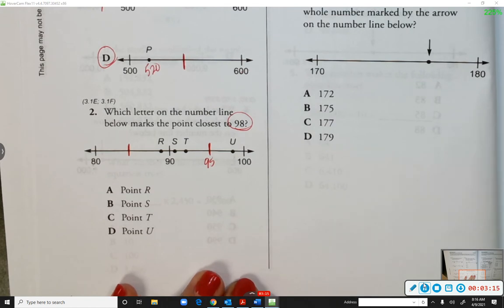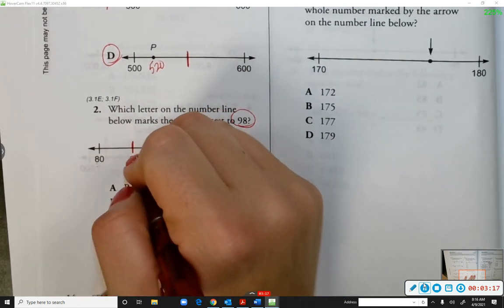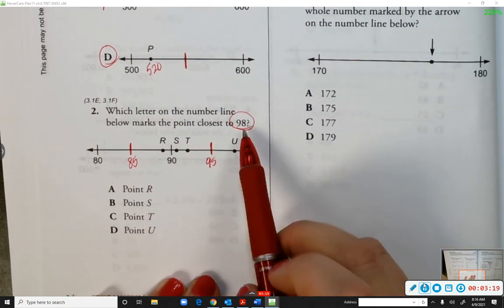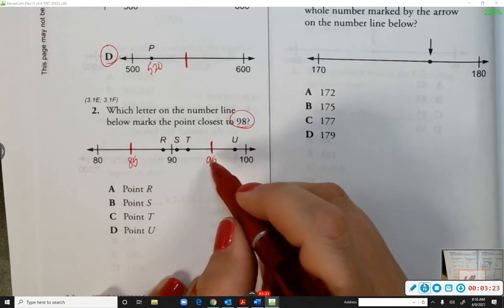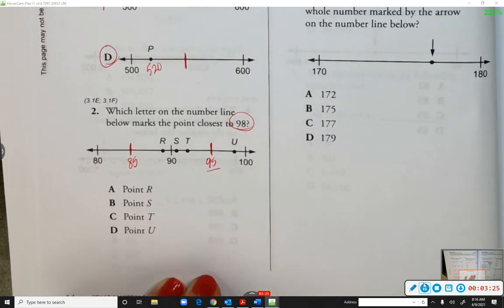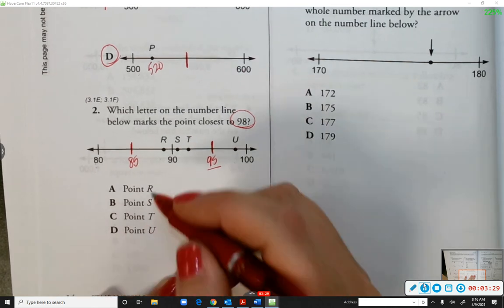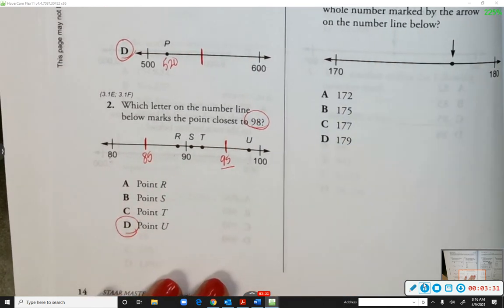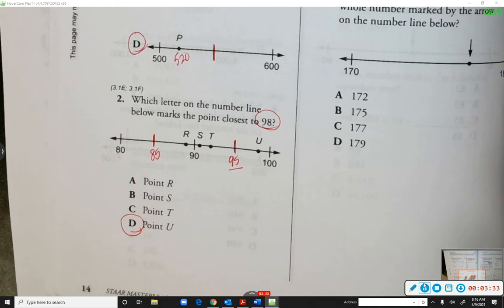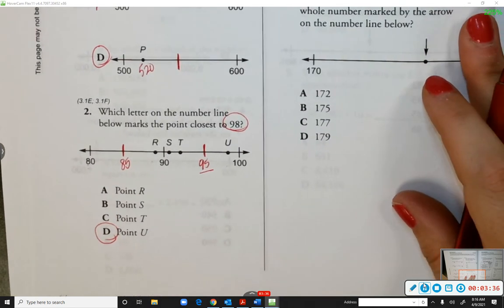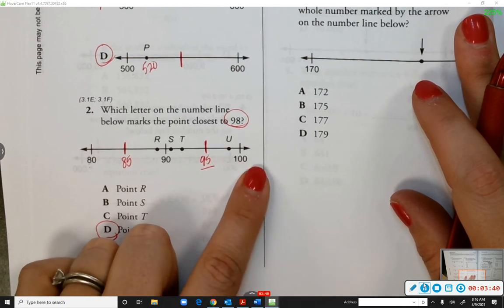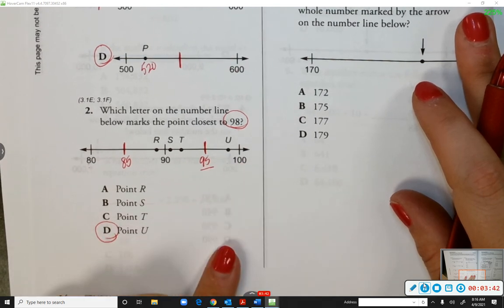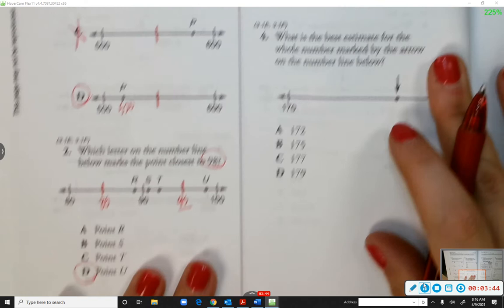Angeline? 85. Okay. So if I'm looking for 98, I know that point has to be past 95, right? Because it's greater than 95. There's only one, so what is it, class? U. So you would choose D. Okay, and since this dot is really close to 100, what would it round to? 100.